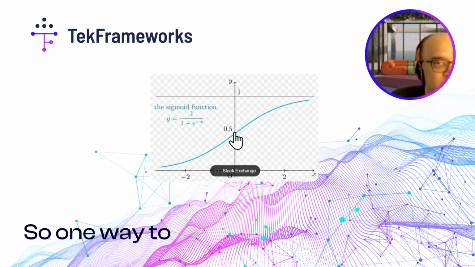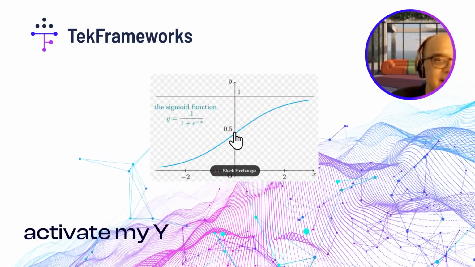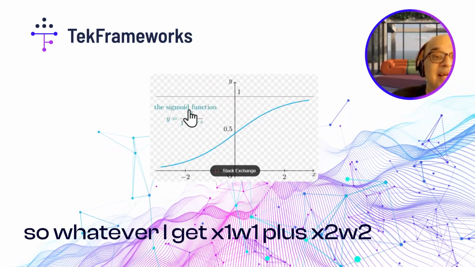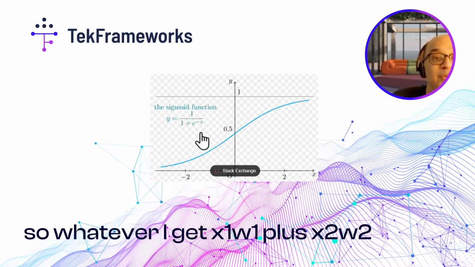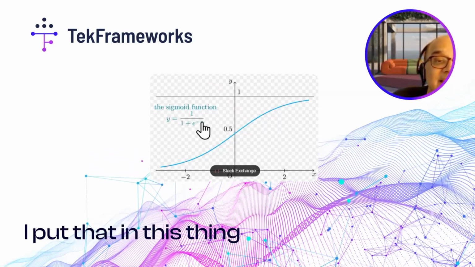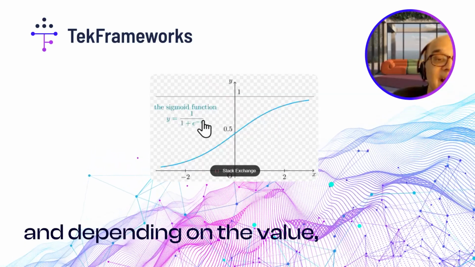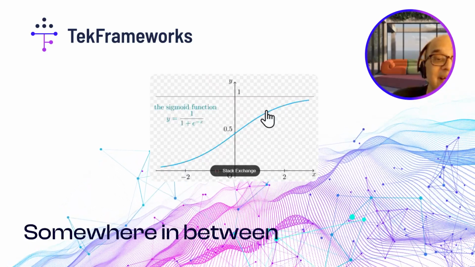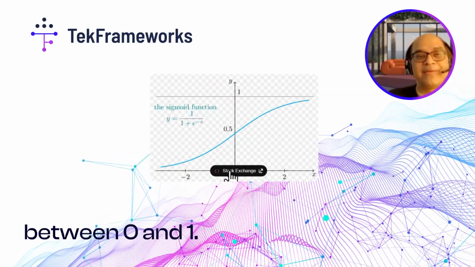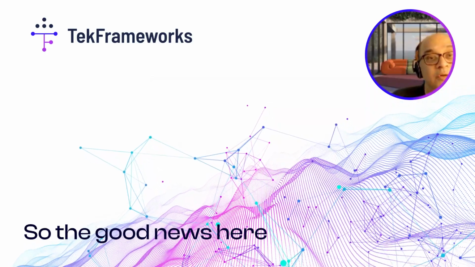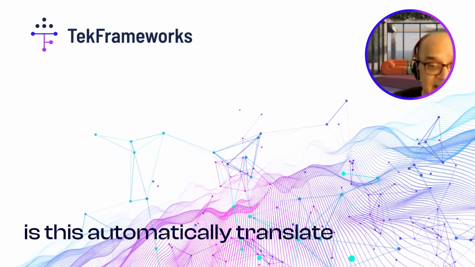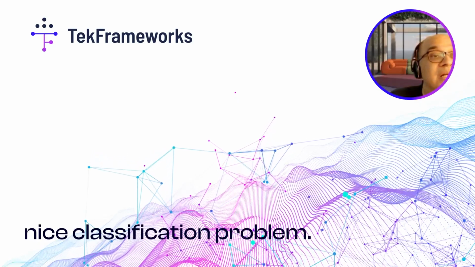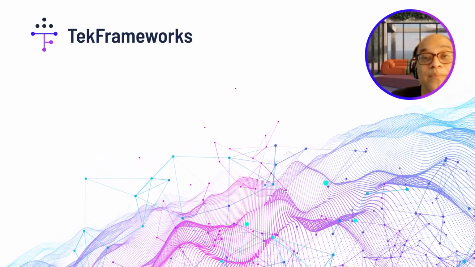So one way to activate my y is to substitute into the sigmoid. Whatever I get, x1 w1 plus x2 w2 plus x3 w3, I put that in this function. And depending on the value, if it's a high negative value, it will be 0. High positive value, it will be 1. Somewhere in between, it will be some value between 0 and 1. So the good news here is this automatically translates our structure into a nice classification problem.